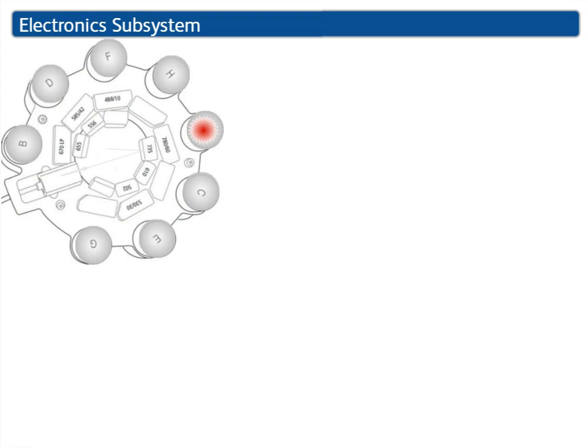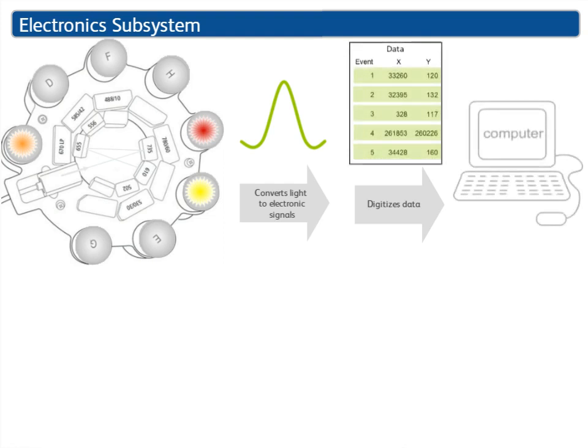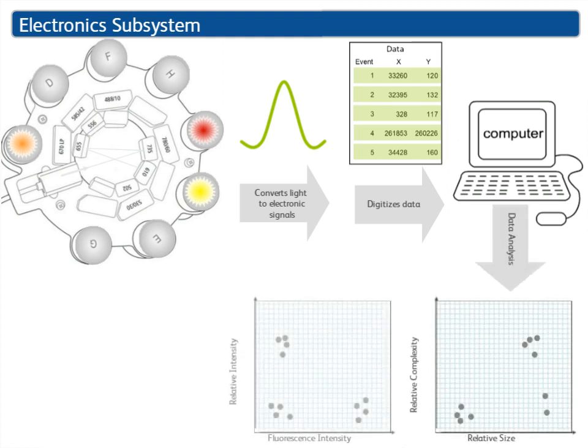The detectors in the electronic subsystem convert detected light into proportional electronic signals. Electronic signals are then digitized, further processed, and sent to the computer. Data for each cell or particle is stored in the computer and plotted in various ways for further analysis.